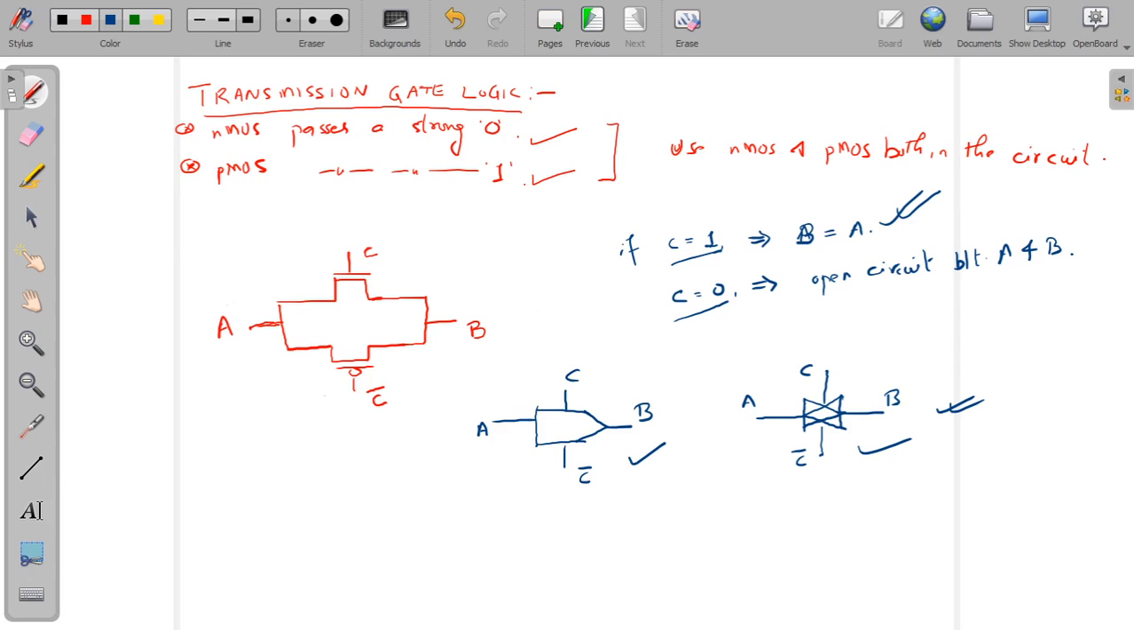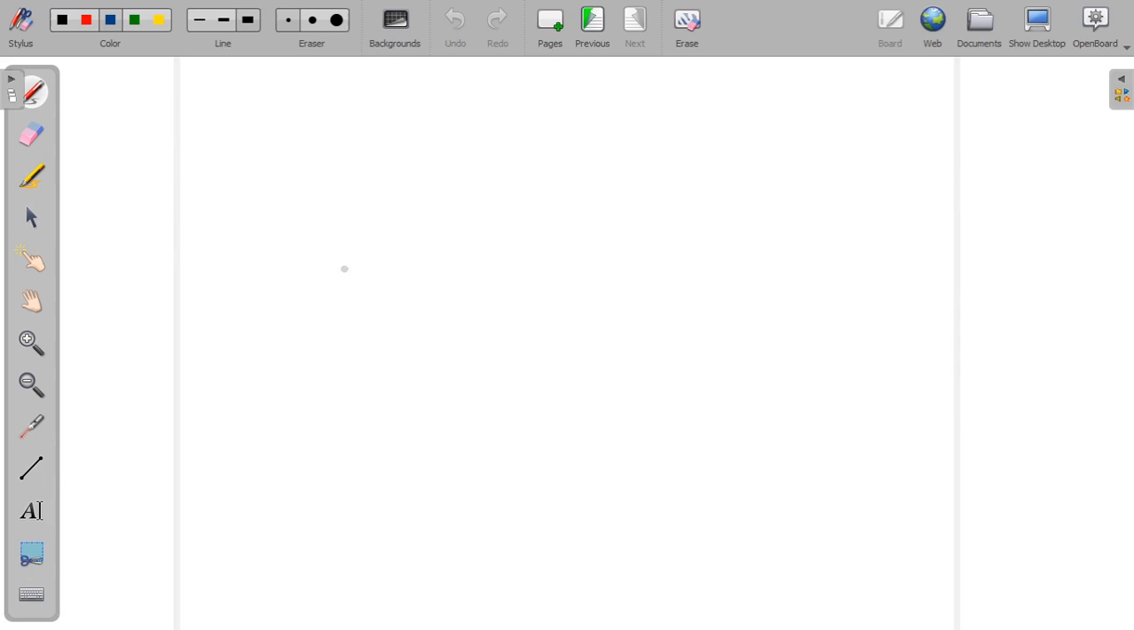And so let's take one circuit based on this transmission gate. So let me draw one circuit. Let's say this is PMOS, this is NMOS.